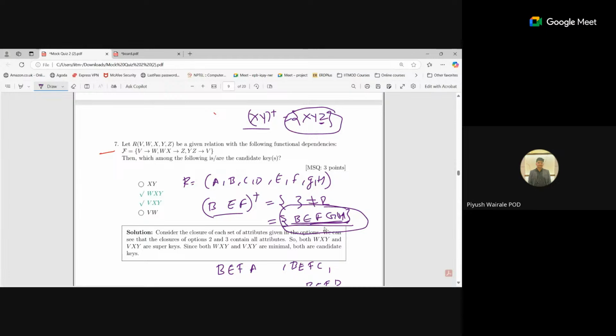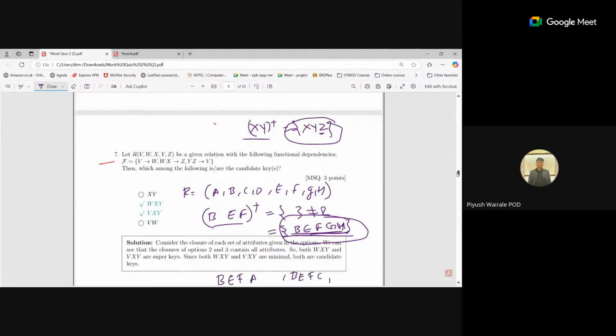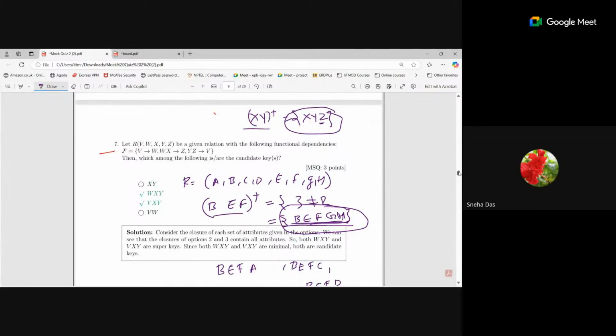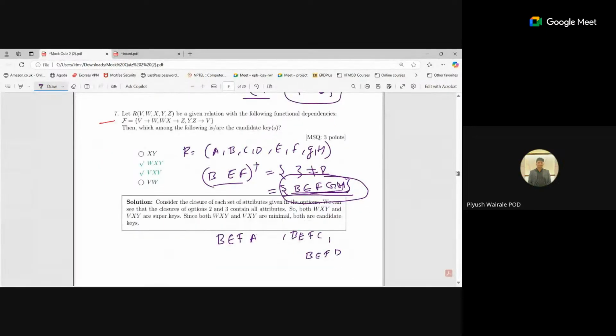Yes, sir. So you don't need to take the combination of any closure. But it has B also, no? In the right hand side, we are not supposed to take B also, no?